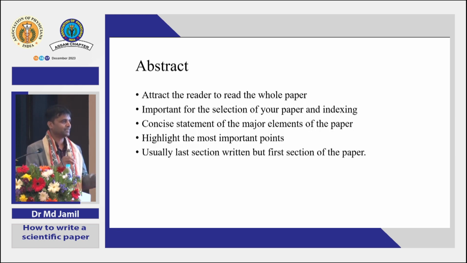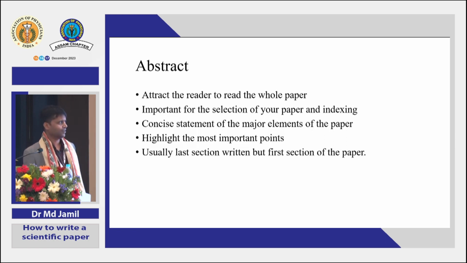The abstract is the part where the editor decides whether to accept this article for publication or not. Most of the time, editors read only the abstract, not the whole article. When they find the abstract interesting, they go for the whole manuscript. It is important for the selection of the paper and indexing. It should be a concise statement of the major elements of the paper. It should highlight the most important points.